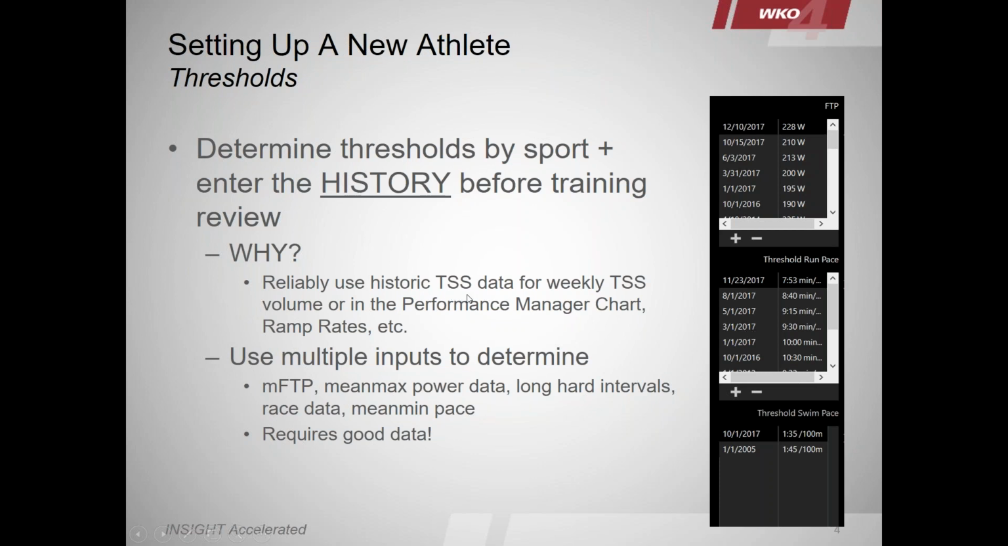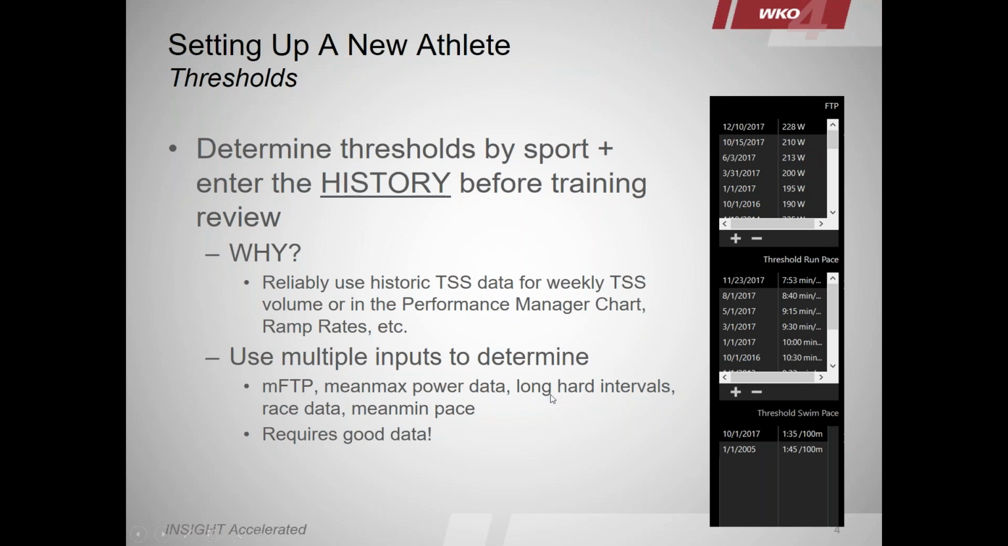Because if you're going to look at any TSS data, weekly TSS, or even the performance manager chart, some ramp rates or anything like that, you want to make sure that those TSS values are legitimate and reasonable and reliable, because you don't want to be making decisions on not very reliable data.